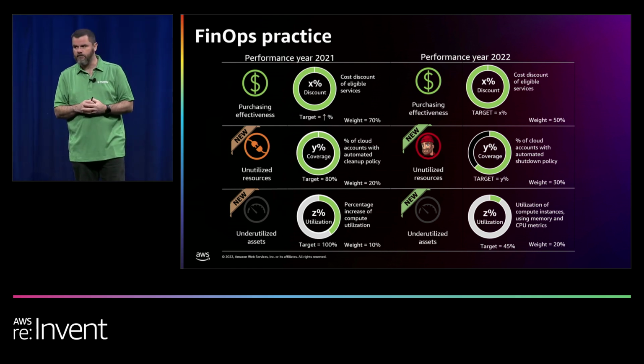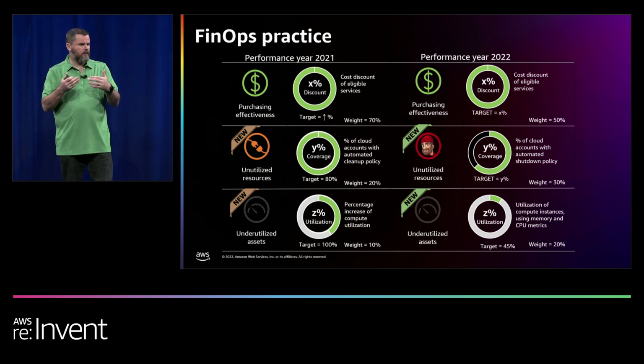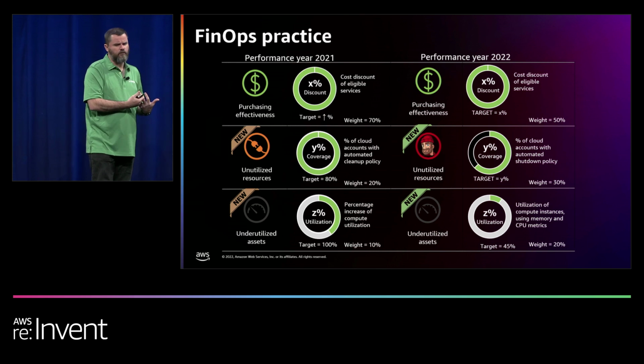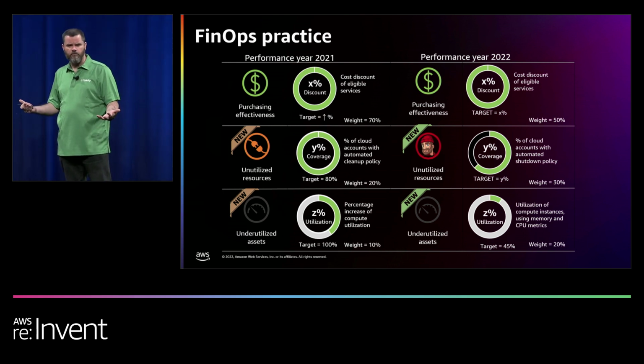And our underutilized assets, or utilization. Here we made changes to that, and the feedback we were getting was predominantly people saying, oh, CPU isn't why I'm using that instance. I'm using it because I need the memory or whatever.